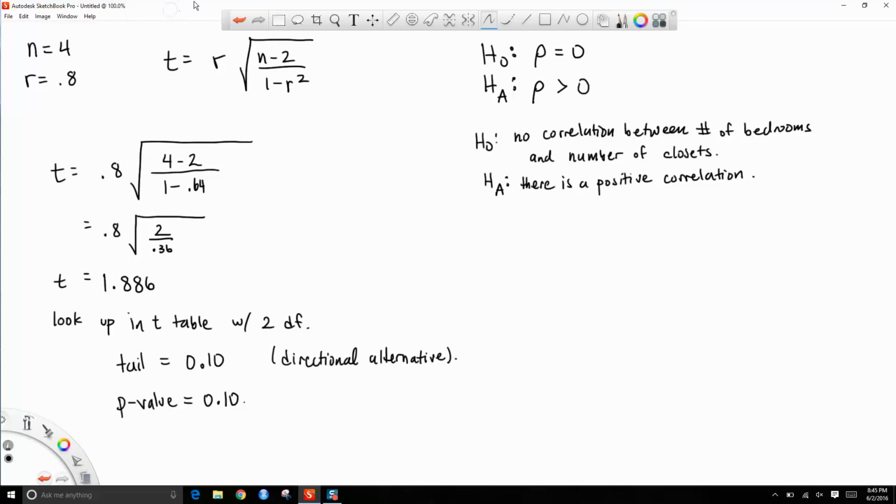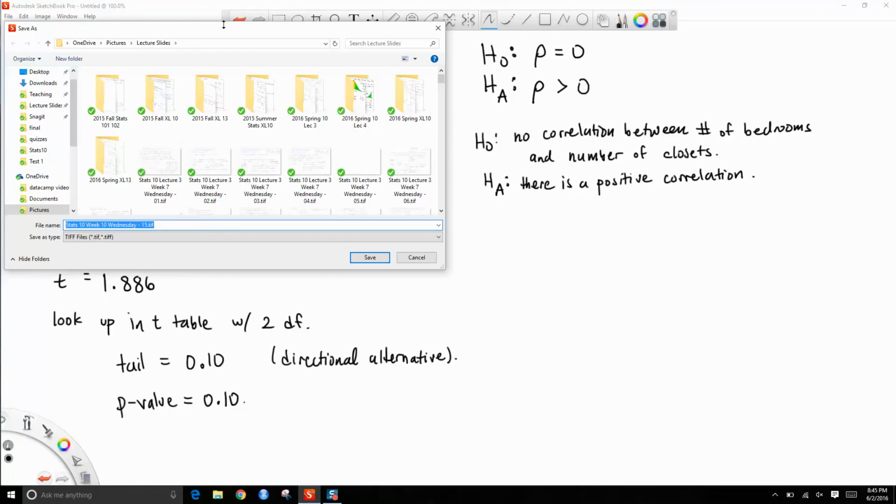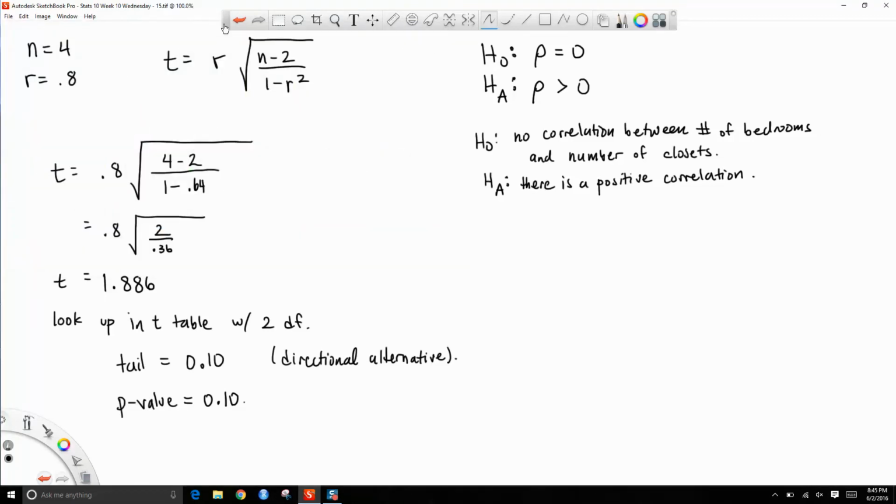All right, what does that mean? Well, what do you think? Should we reject or not reject the null hypothesis? Is there an alpha? I don't know. Probably alpha 5%, and we would say don't reject, right? Okay, so if alpha is 5%, we would not reject the null hypothesis.